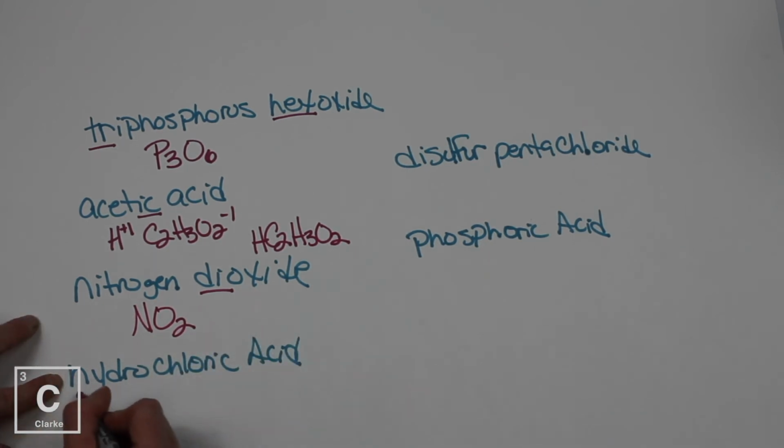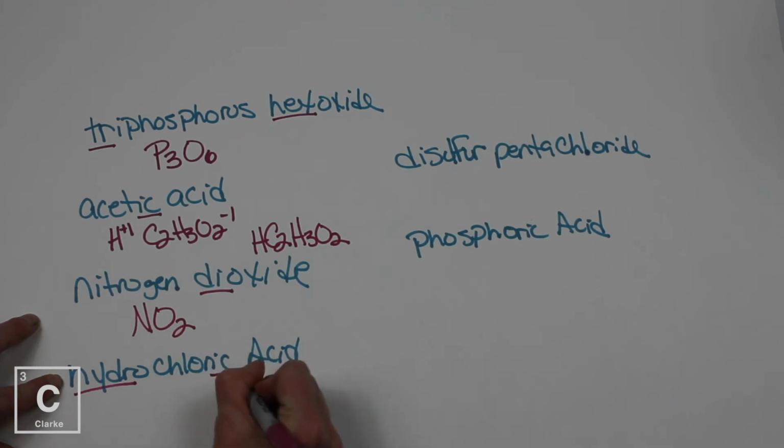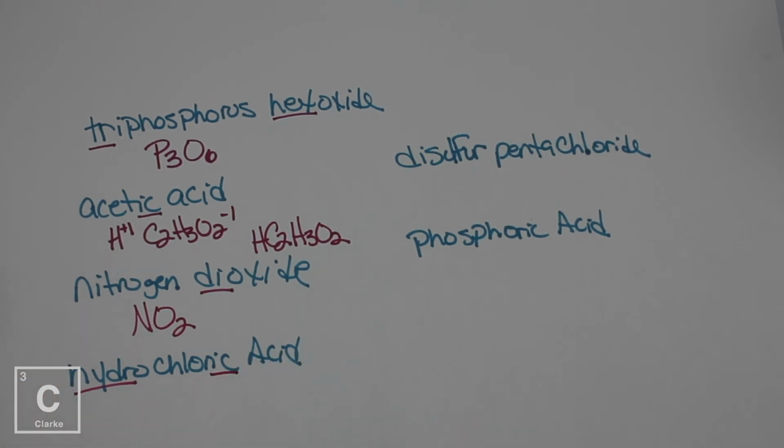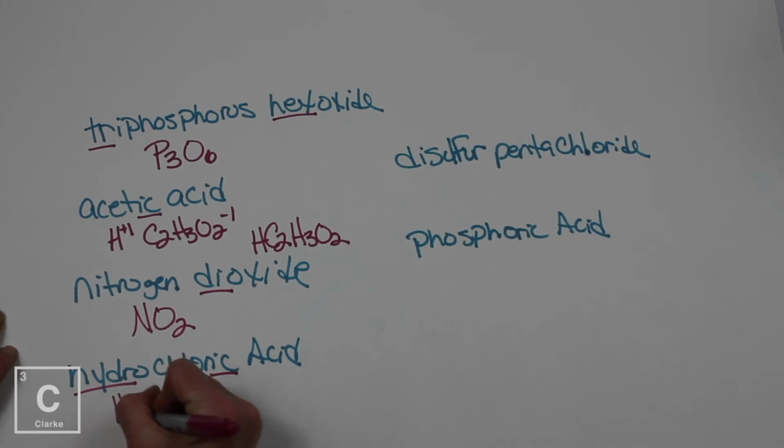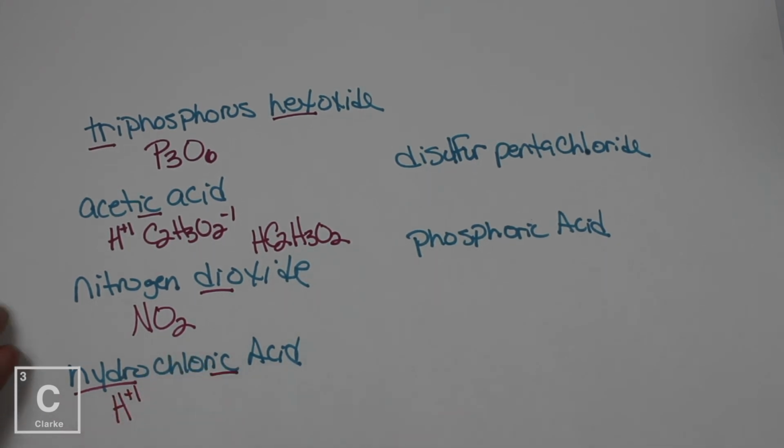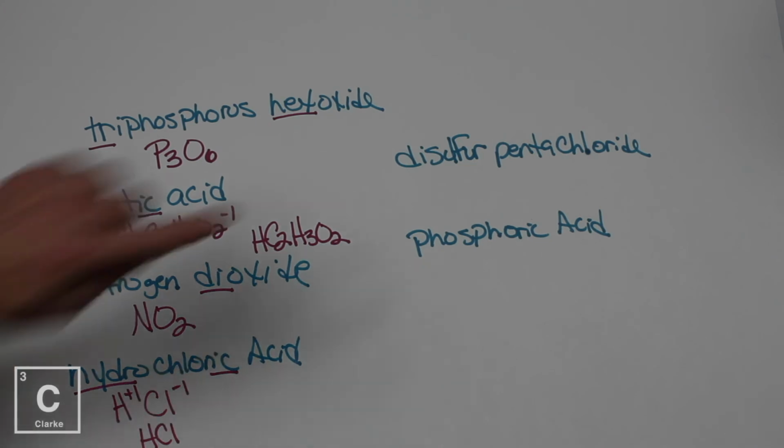Hydrochloric acid, prefix hydro, suffix ic. That's a binary acid. That means just hydrogen and one other element, and that element's from the periodic table. Chlor, that's chlorine. Again, hydrogen's always a plus 1. Chlorine, that's from group 17. It's also a 1, but a minus 1. 1 and 1, that cancels out. HCl, hydrochloric acid.